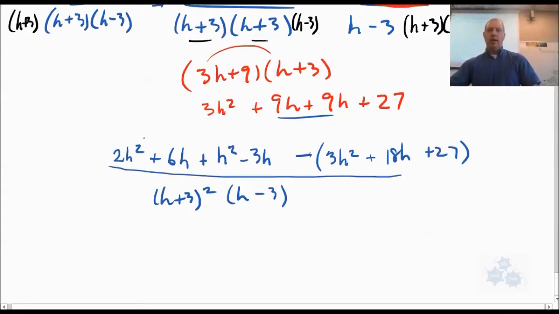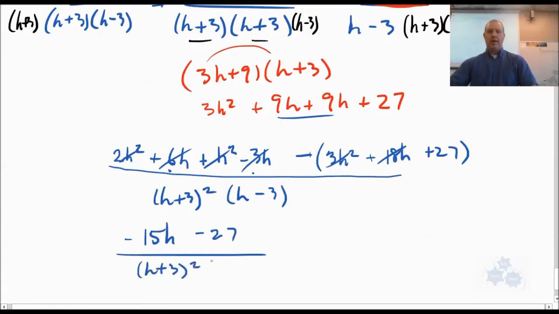So let's do that then. 2h squared plus h squared, that's 3h squared, minus 3h squared. See that? So plus 3h squared minus 3h squared, so the h squareds are gone. That's great. We don't have to deal with them. 6h minus 3h is positive 3h, minus 18h. Positive 3 minus 18 looks like a negative 15h. Does that look okay? And then we don't have any constants over here, but we have a minus positive 27, so negative 27. And then these are our factors on the bottom.